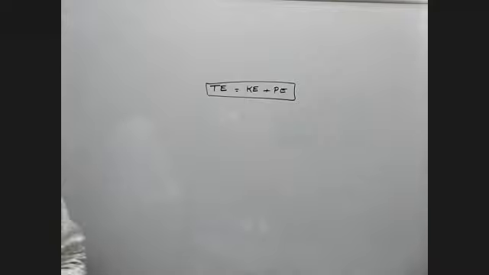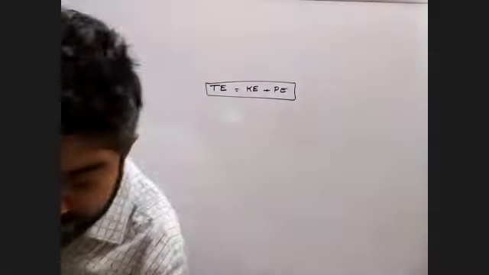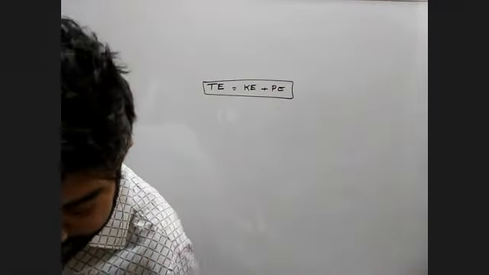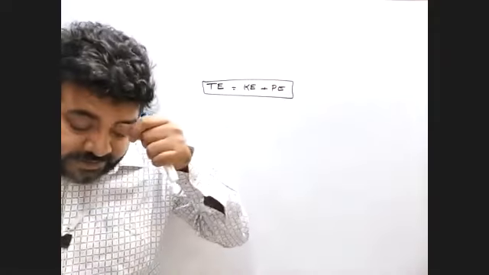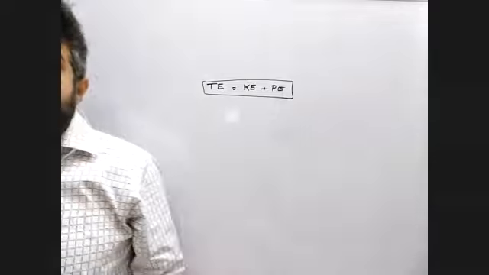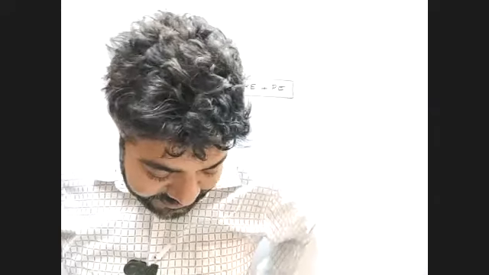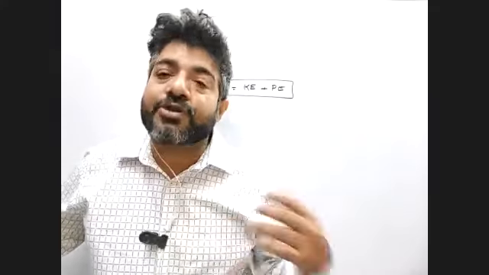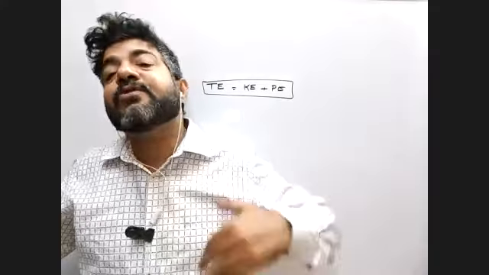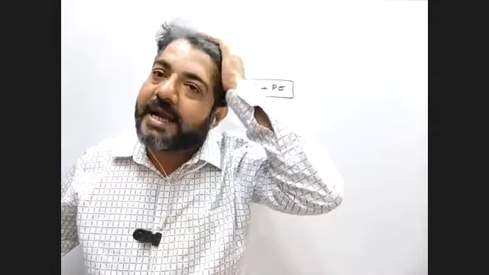The energy is of two types: kinetic energy and potential energy. Is it clear, everyone? Now, first, kinetic energy. If we see the definition of kinetic energy, it is the energy possessed by a body by virtue of its motion. Meaning if, due to motion, it possesses some energy, that is called the kinetic energy.